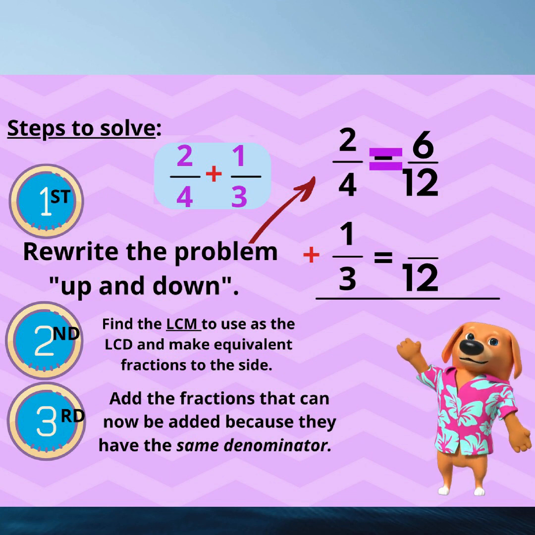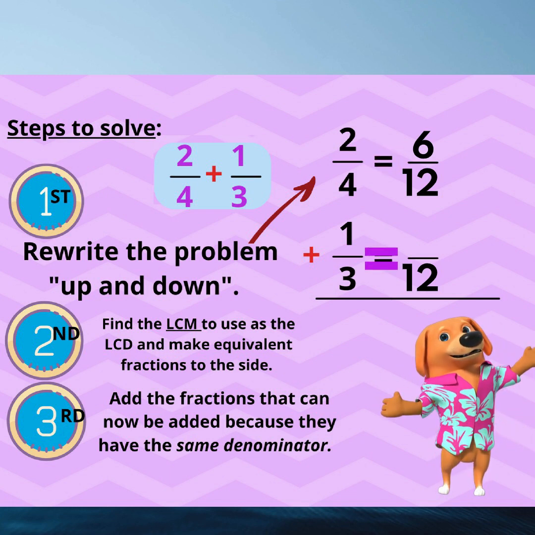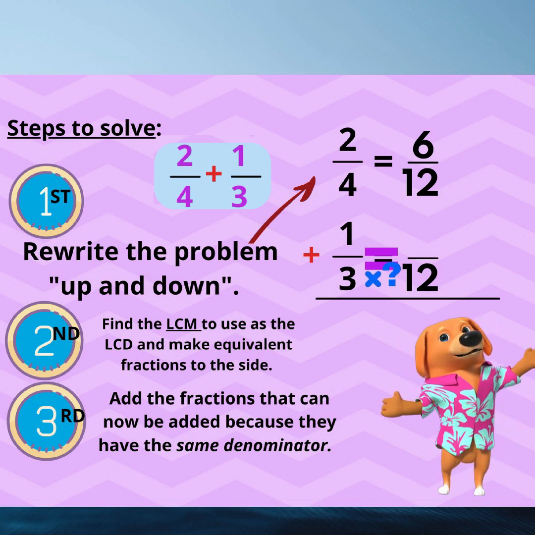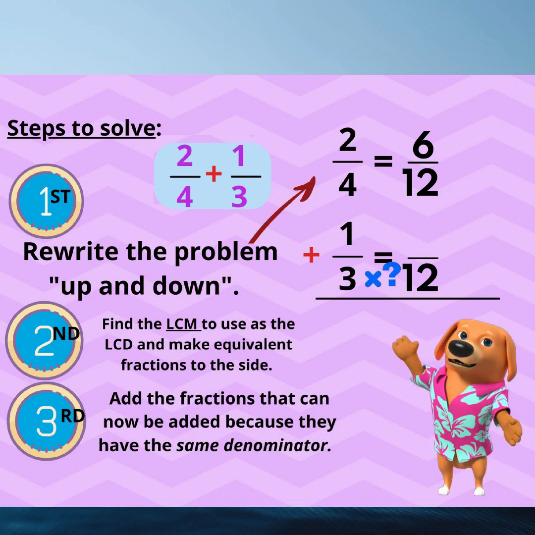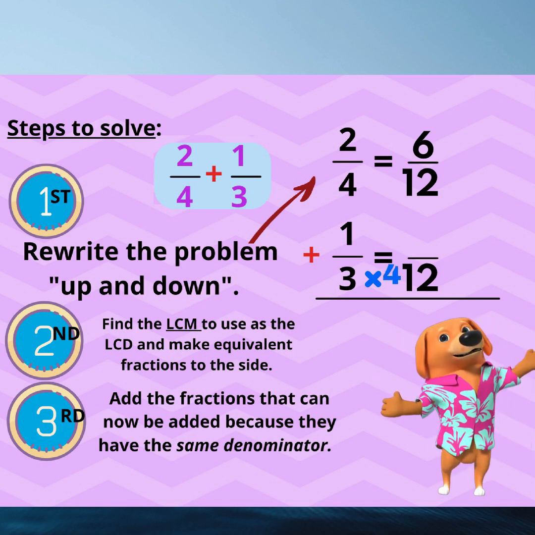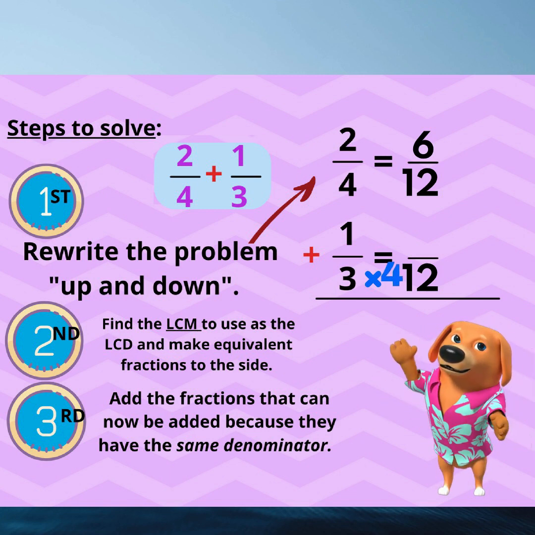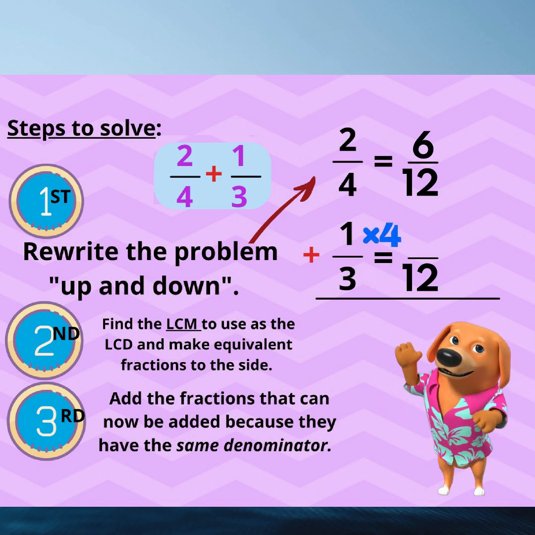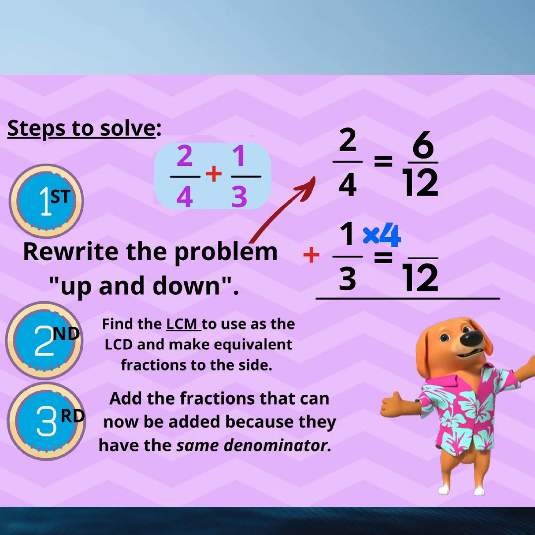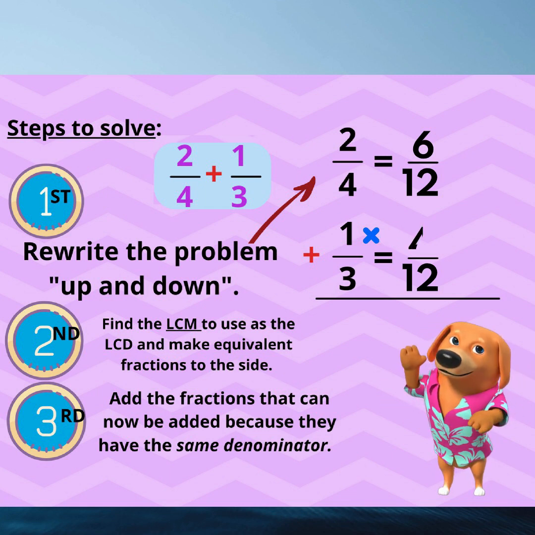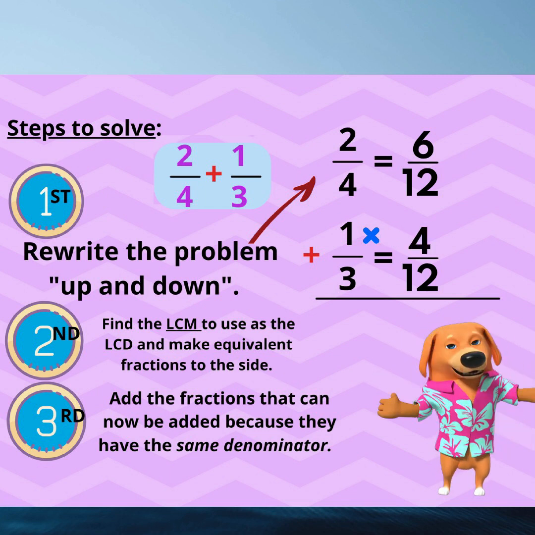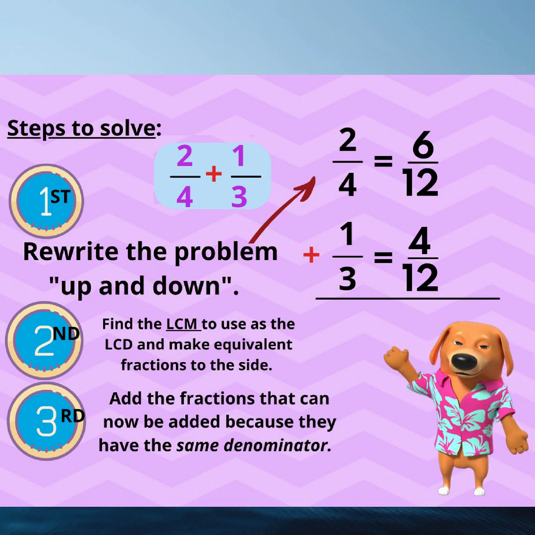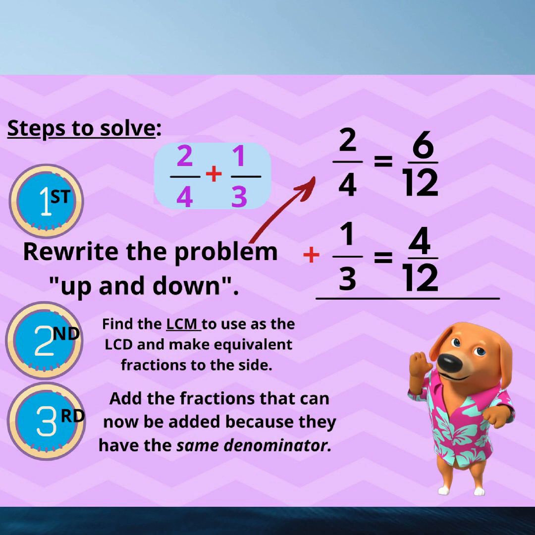It is now time to change 1/3 into an equivalent fraction with 12 as the denominator. To do that, we ask ourselves what times 3 equals 12, or you can look at it as we divide 12 by 3. 4 times 3 equals 12. If we do the same to the top and multiply the numerator by 4, we still get 4 as the numerator because it is a 1. We changed 1/3 into 4/12.